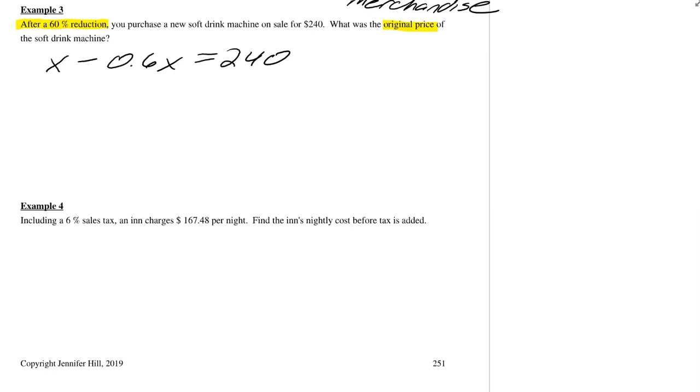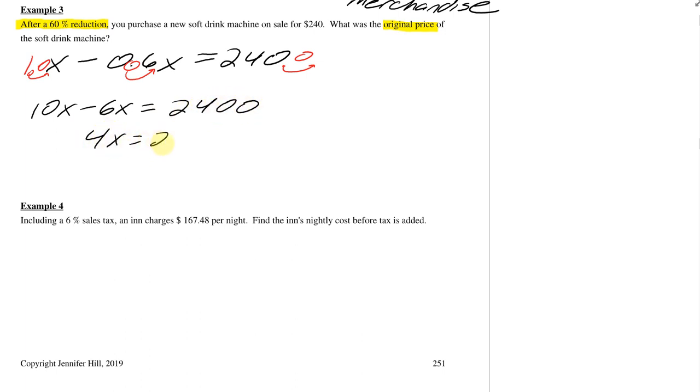And once again, I can move all my decimals. So this, remember, has an invisible 1 in front of it. So if I move this decimal here, move this decimal over 1, and move this decimal over 1 spot, now I can go ahead and solve this. So this is going to turn into 10x minus 6x equals 2,400. So this is 4x equals 2,400, and if I divide both sides by 4, I will get that x is $600. So this is the original price.